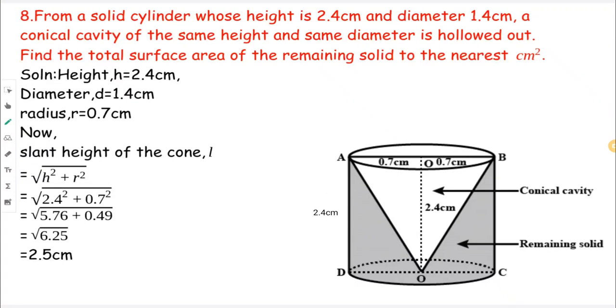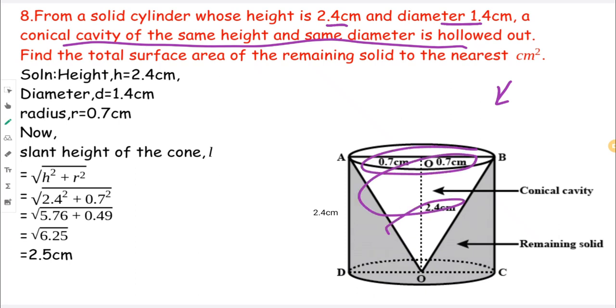From a solid cylinder whose height is 2.4 centimeter and diameter has been given to us as 1.4. So remember, if I know the diameter, we'll know the radius, right? A conical cavity of the same height and same diameter is hollowed out. So remember, this cylinder was solid at first, no hole was there, right?